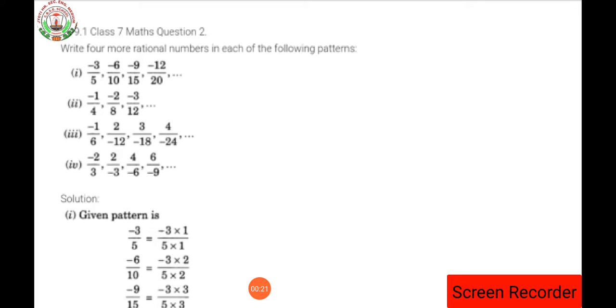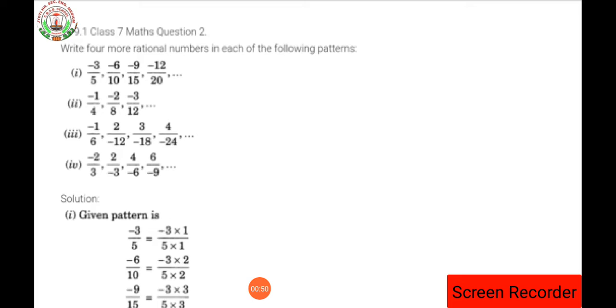So what is a rational number? I told you, any number which is in the form of p by q, a by b, c by d, any alphabet can be there. Any number in the form of a fraction, that is p by q, a by b, can be considered a rational number when it follows two conditions. The first condition is that its numerator and denominator should be integers, and the second condition is that its denominator can never be zero. That I had already told you.